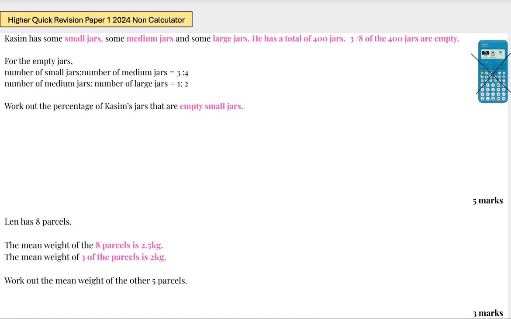Guys, this is a higher quick revision paper 2024 non-calc. It's going to be a quick revision, so bear with me. I will try and do it as fast as I can.